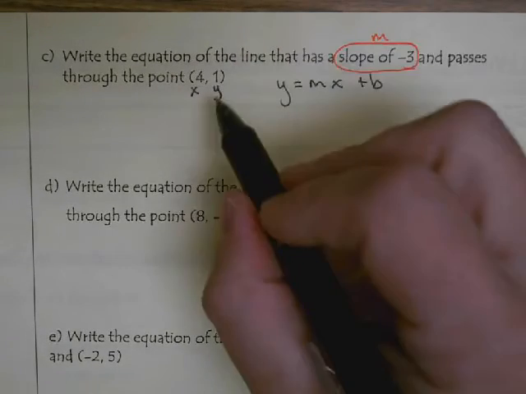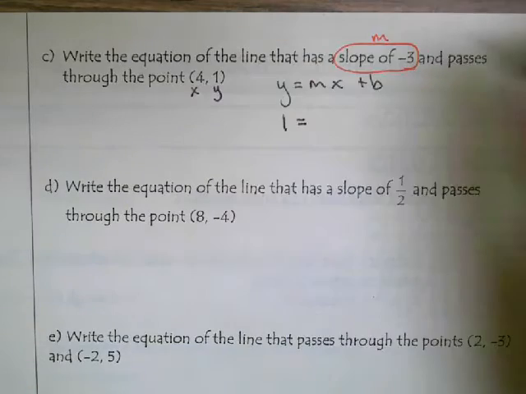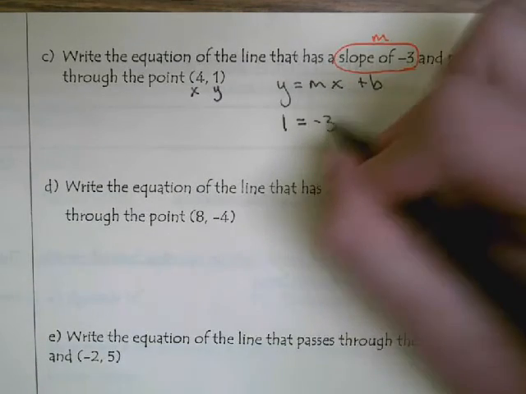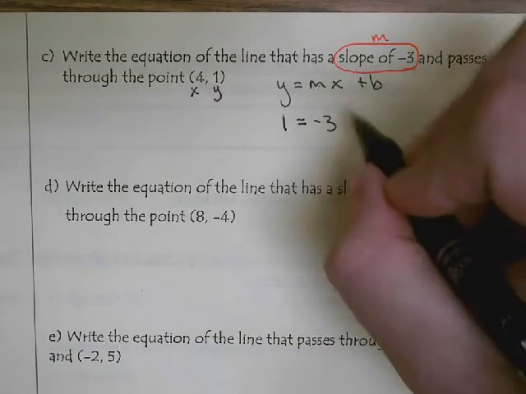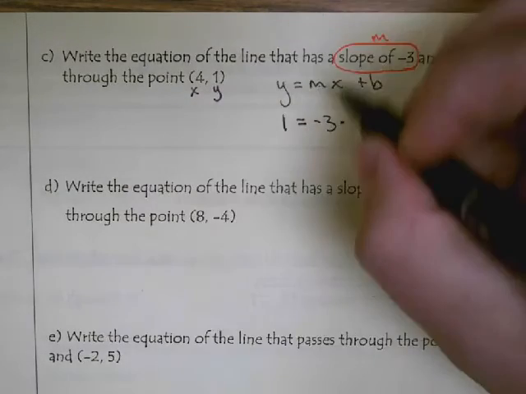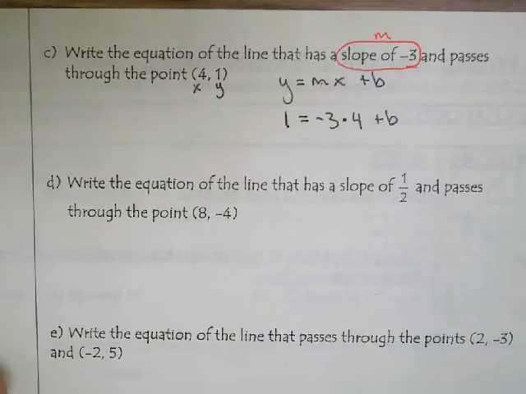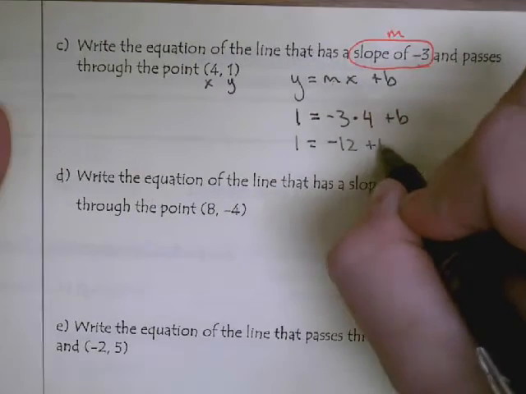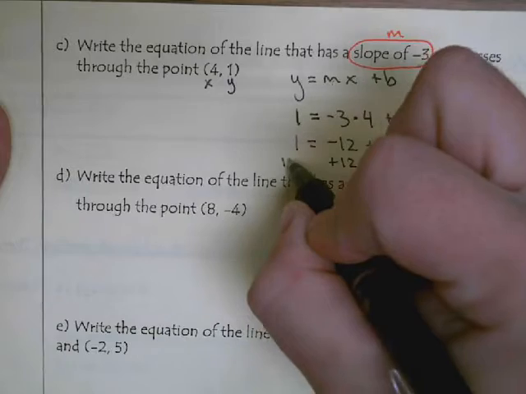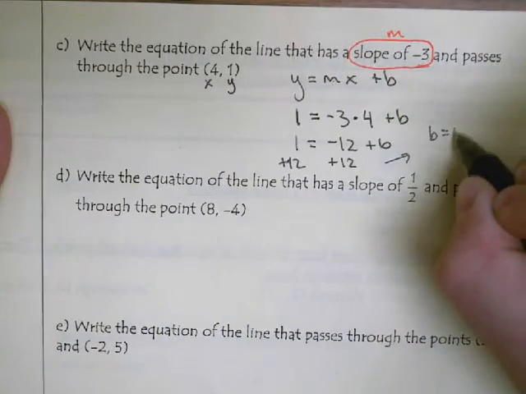So I'm going to take my y equals 1 and plug it in. 1 equals, m is -3. Remember, when it's letters next to each other, that's multiplication, so -3 times x is 4, and we add b. Now we're just solving for b. Pretty straightforward. 1 equals -12 plus b. Add 12 to both sides, and we get b equals 13.